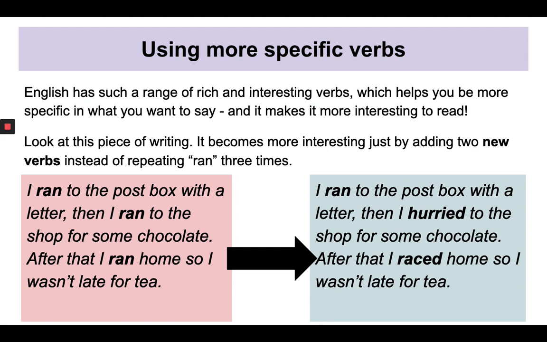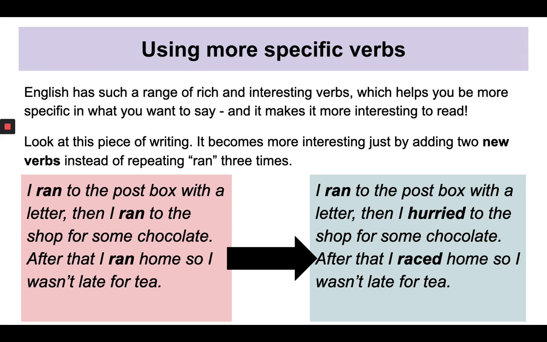Look at this description here again. I ran to the post box with a letter, then I ran to the shop for chocolate, and after that I ran home so I wasn't late for tea. Again, all of that is correct, and it's grammatically correct and okay, but think about when you change some of those verbs, and what those verbs suggest. So I ran to the post box, then I hurried to the shop for chocolate, and I raced home so I wasn't late for tea.